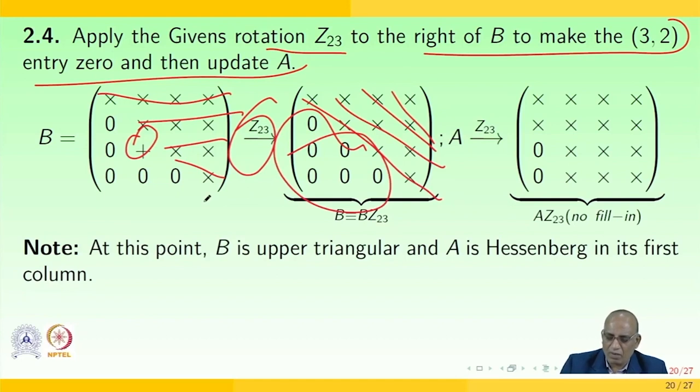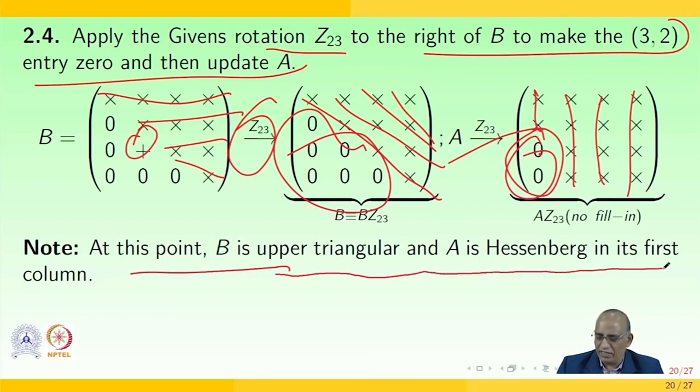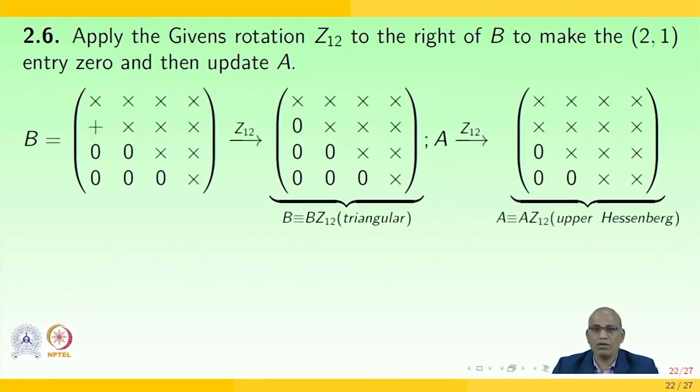This will be an upper triangular matrix. And apply Z23. So these are non-zero. These are all non-zeros. This is 0. At this point, B is upper triangular and A is Hessenberg in its first column.